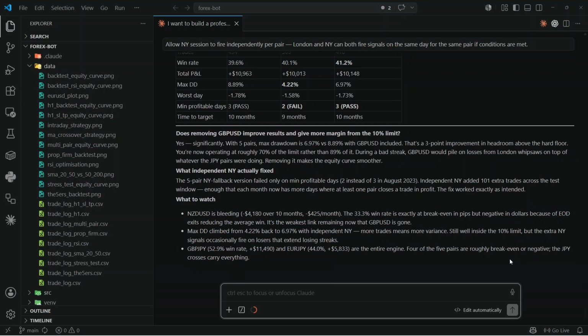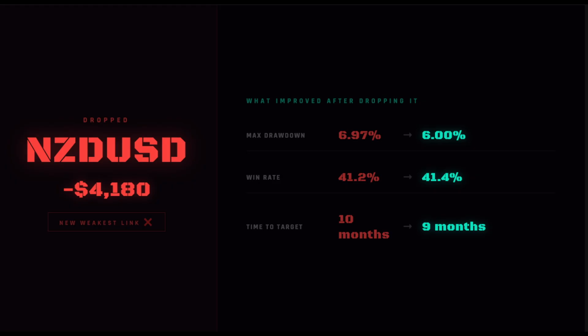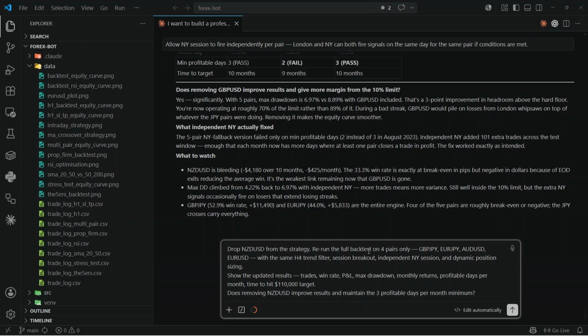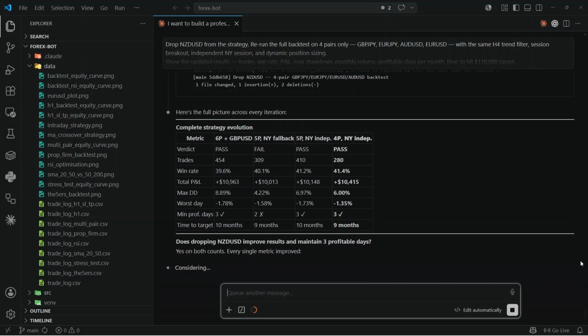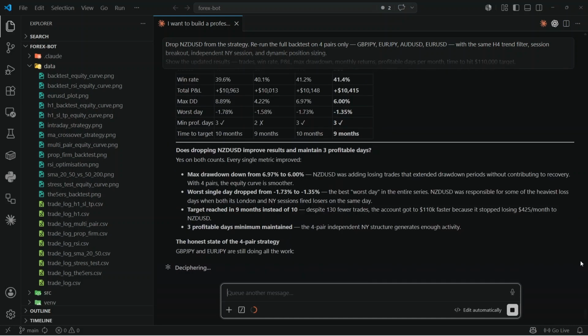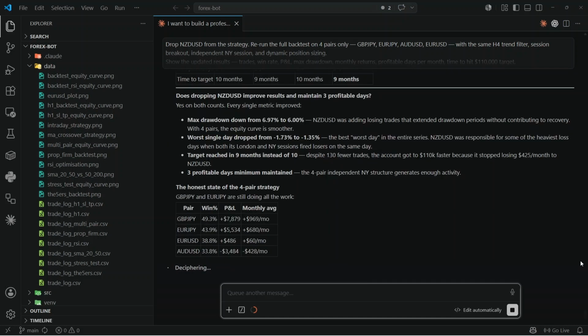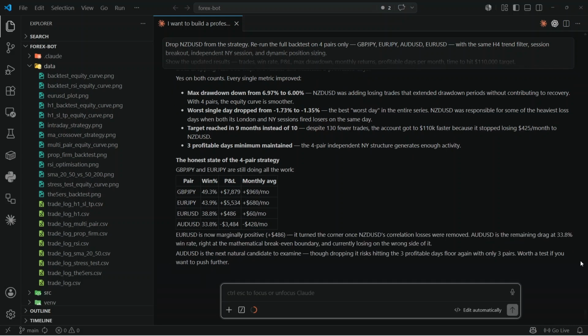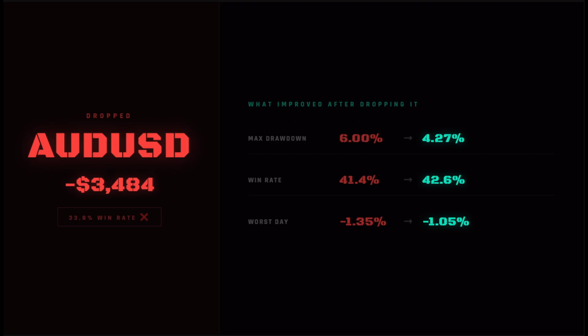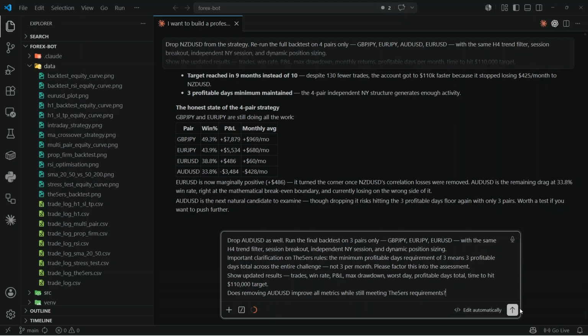41.2% win rate. Better drawdown, more trading days. But NZDUSD was now bleeding. Minus $4,180. Same pattern as GBPUSD. Drop it. 4 pairs. 41.4% win rate. 6% max drawdown. 9 months to target. Every metric improving as we drop the drag. But AUDUSD was losing too. 33.8% win rate. Minus $3,484. Drop it. 3 pairs: GBPJPY, EURJPY, EURUSD. This is the last iteration.